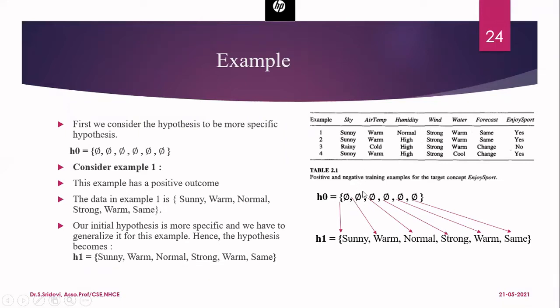Similarly, in the second column, I have null, but in the given example, I have warm. Null is so specific, it is not going to accept any value. But here you are going to enjoy the sport when the second parameter is warm. So you add warm there. And for the third also, we have null only, but in this we have a specific value, so add the specific value, normal. Then for the fourth one also, we have null only, but in this we have the specific value strong. So add it. Similarly, for the fifth and the sixth attributes, instead of null, you are going to write warm and same. So what we have done now is, from H0, we have changed the hypothesis to H1.